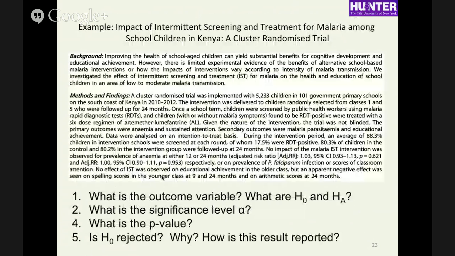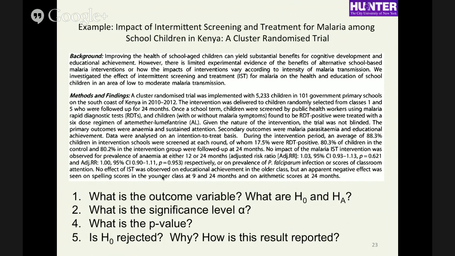All right, so maybe we'll go through this, and then I wanted to kind of go through these steps for the malaria study, at least qualitatively, not actually calculating the test statistic, but talking about what all of them are here. So what is the outcome variable? I mentioned that before. There were 4 of them. There was anemia at 12 and 24 months, prevalence, and there was spelling scores and arithmetic scores, different times.